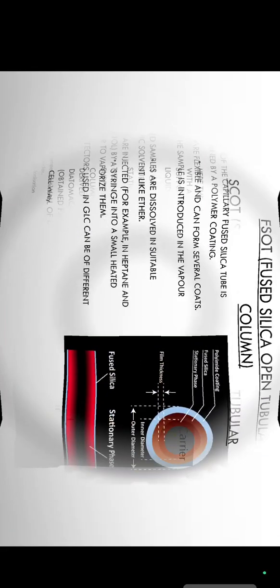Next, the next one is FSOT, fused silica open tubular columns. Here the wall of the capillary fused silica tube is strengthened by a polymer coating. These are flexible and can form several coats. It can also form several types of coats, right?